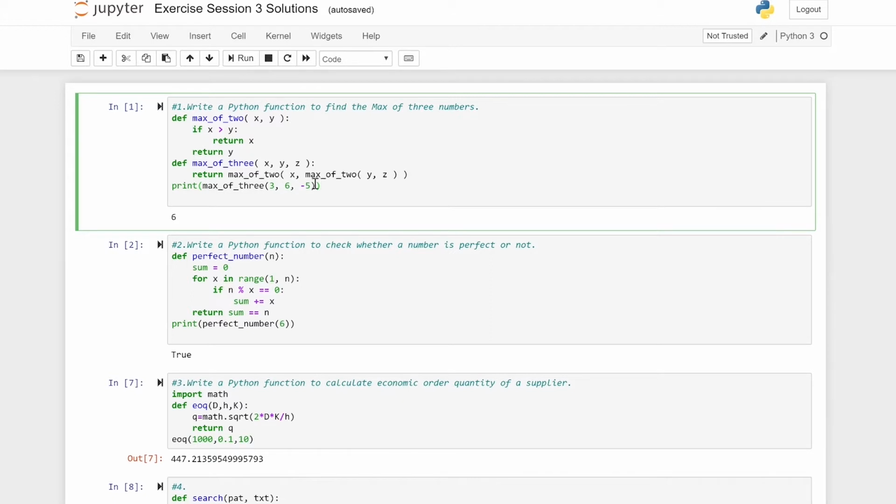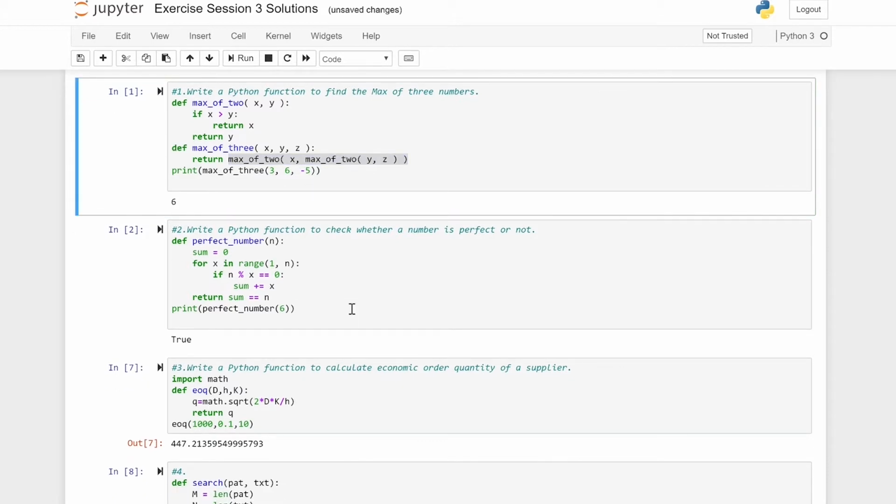The same function will be called again, but this time the values are 3 and 6. The if condition fails because 3 is not greater than 6, and this max of 2 function returns the y value, which is 6. As a result, this max of 3 function returns us 6.